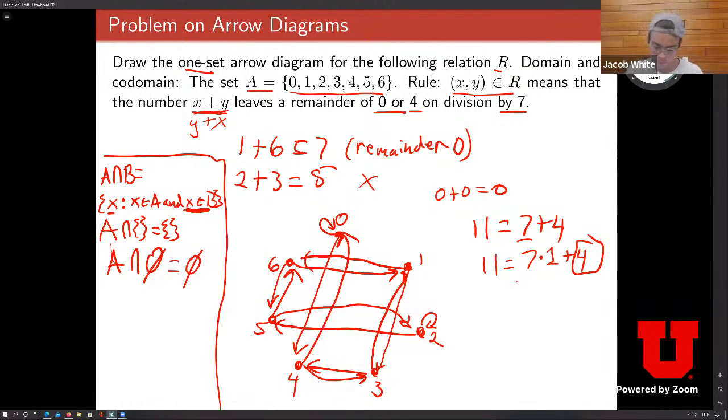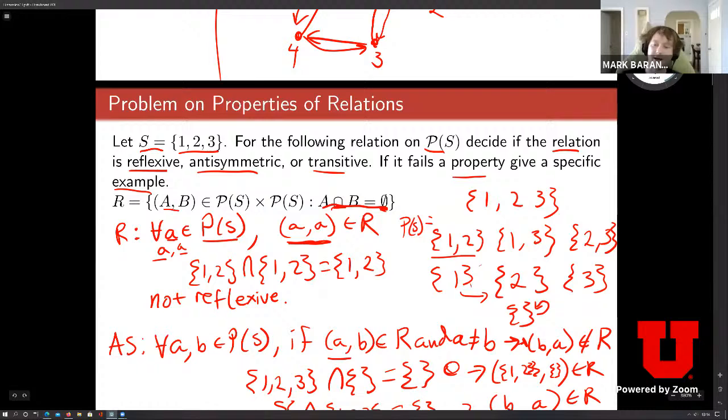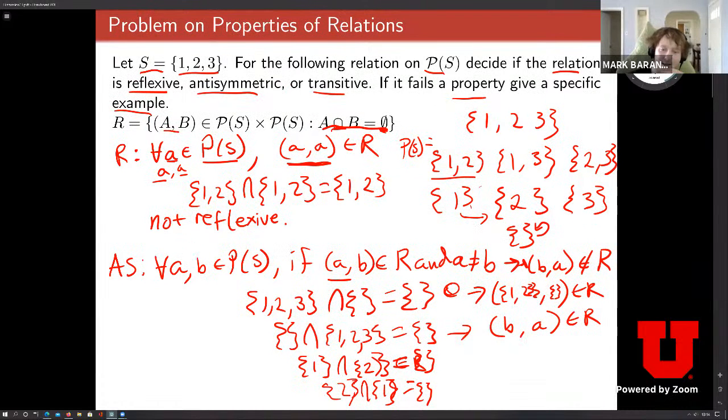Okay. And did this example with the empty set prove that this was anti-symmetric? This proved that it's not anti-symmetric because I showed that, for example, right here the set with 1 and the set with 2 are in the relation because their intersection is empty, and the set with 2 intersected with the set with 1 is also empty. So that means that I have (A, B) in the relation and (B, A) in the relation. You just need to find one example where this doesn't happen.